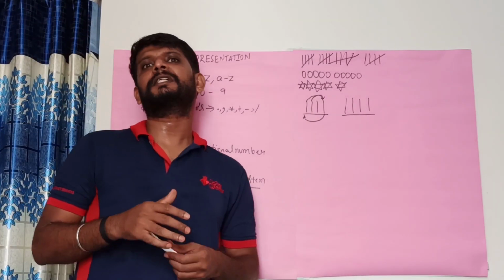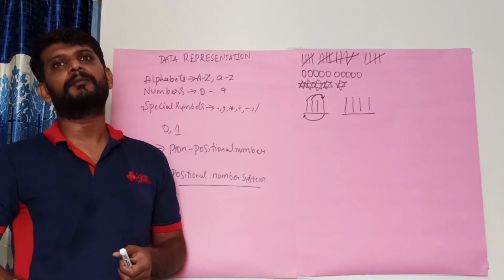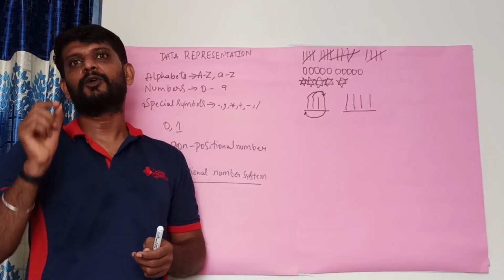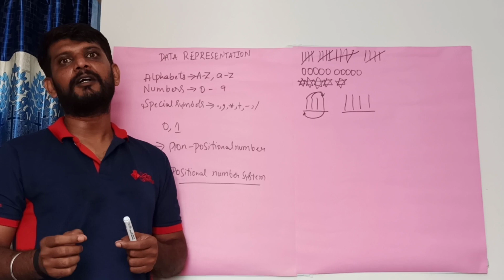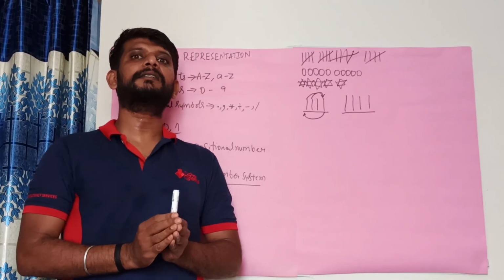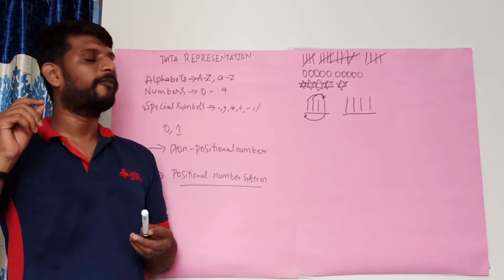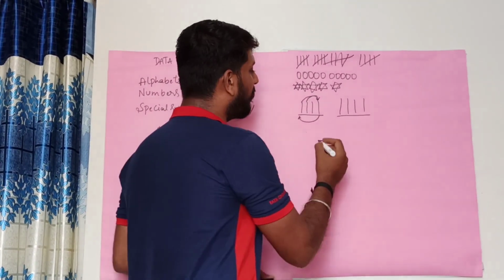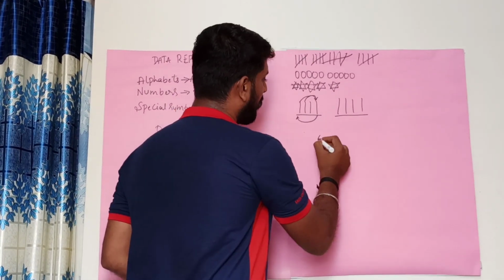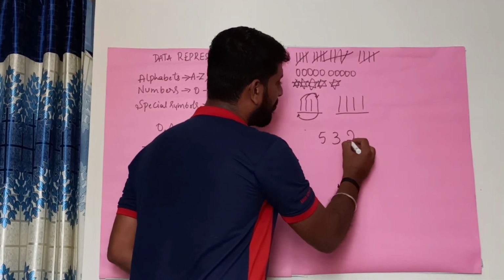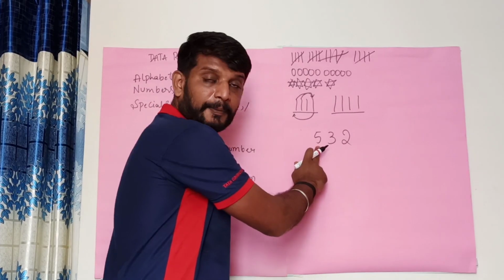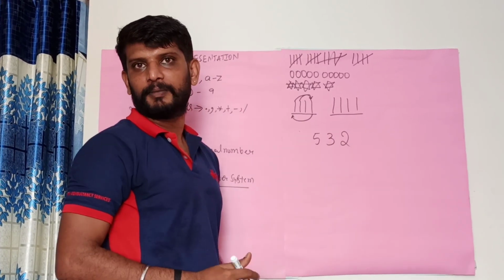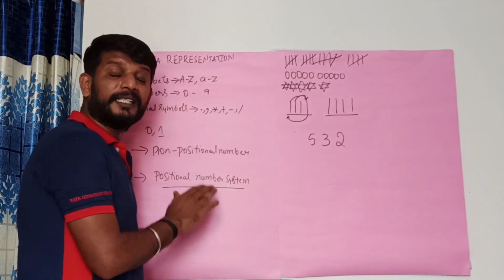In the positional number system, we make use of certain specified symbols to represent a particular value. Now let us see. Suppose I want to write 532. I make use of a particular symbol: 5 is a particular symbol, 3 is a particular symbol, and 2 is a particular symbol. So this is called the positional number system.